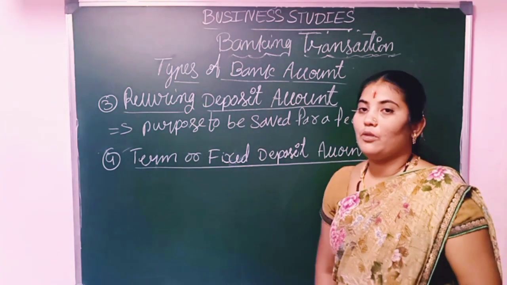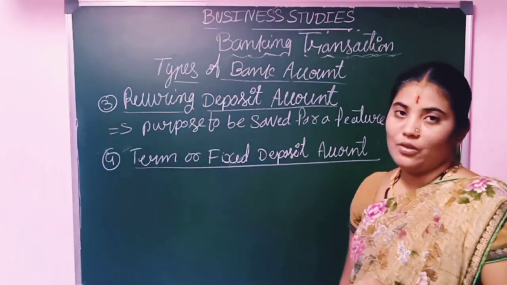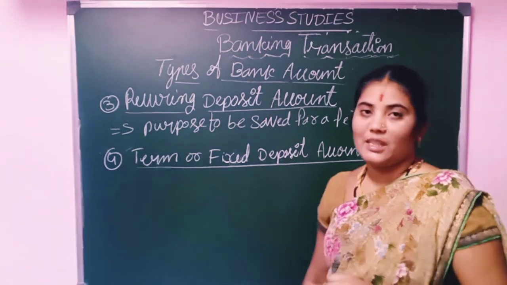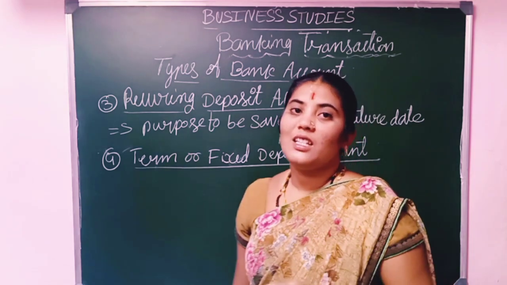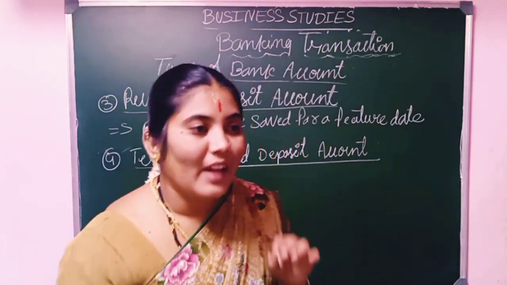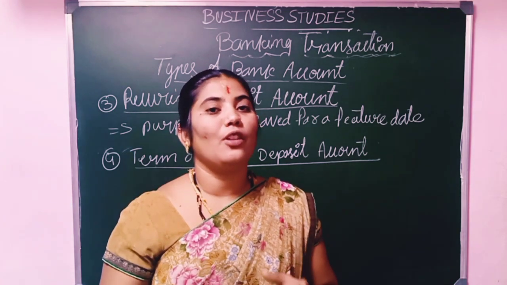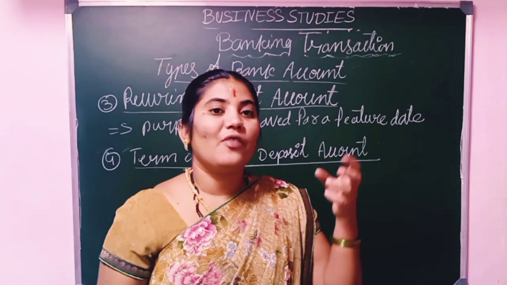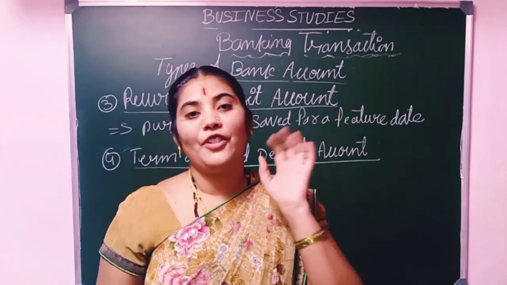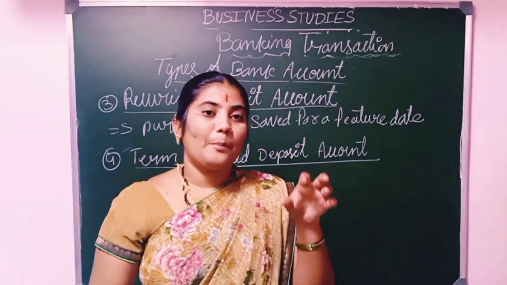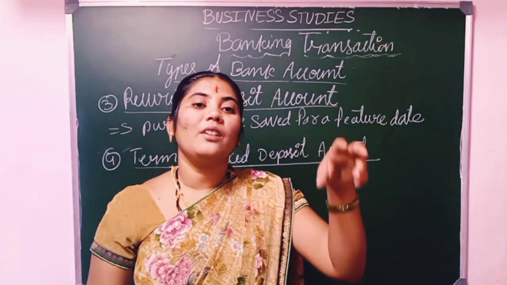Next we can move to the term or fixed deposit account. The word is already explained in its name, term or fixed deposit account. This is also for saving purposes. We have a fine amount with us, so we want to save it for the future. So we deposit a particular amount for a fixed date.